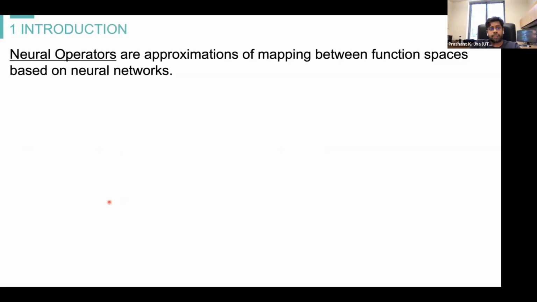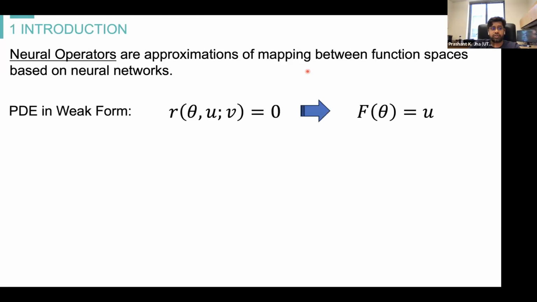And then I'll conclude. First of all, let me define neural operators in a very simple manner. Neural operators are approximations of a mapping between function spaces based on neural networks. So consider a partial differential equation in weak form. You have the residual R as a function of the model parameter theta, a forward solution u, and a test function v, equal to 0.